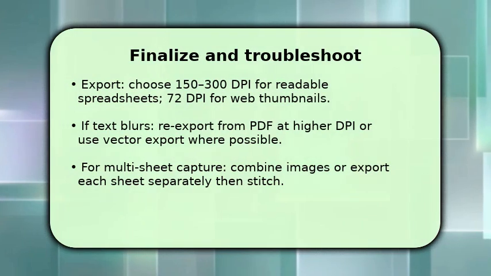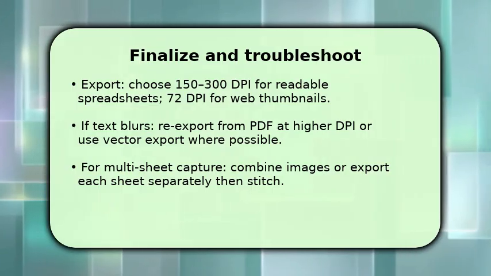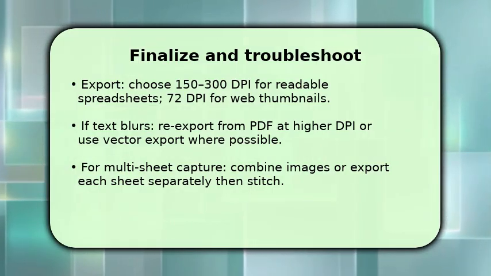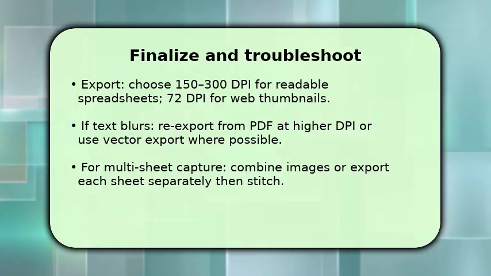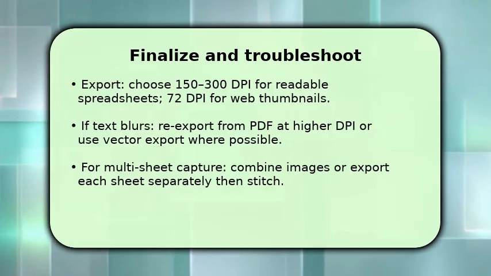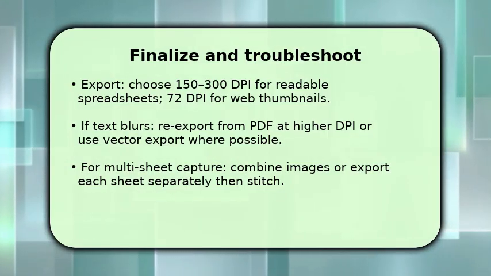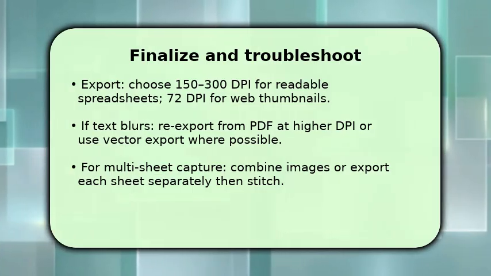To finish, check the JPG for legibility and correct margins. Export again if necessary at a higher DPI for printed use. If text is blurry, open the original PDF and export at 300 DPI, or recopy the cells at a larger on-screen zoom before capturing to improve raster detail.